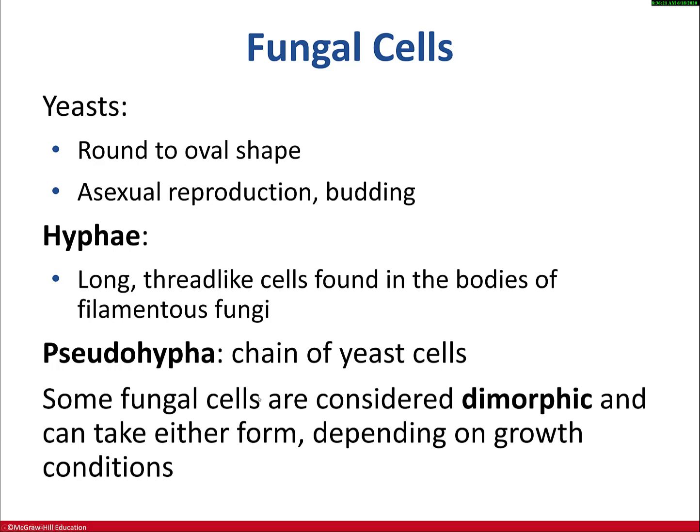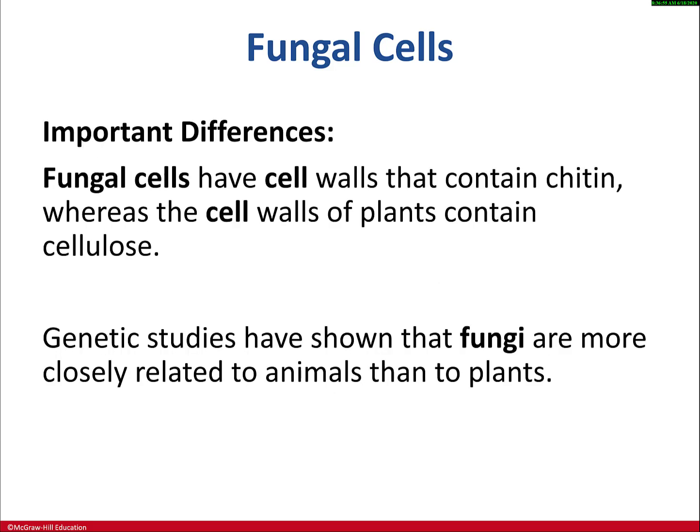They're just chains, and so some fungal cells are considered two-shaped or dimorphic and can take on either form depending on growth conditions. So that really should be underlined, highlighted right there. That depends on growth conditions. Plants can be a little bit consistent because they can photosynthesize, so they're autotrophic. Fungal cells have to acquire their energy from the surrounding environment, and that can vary.